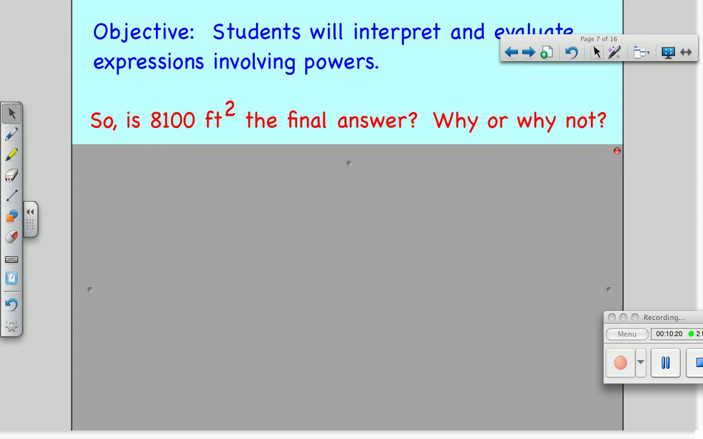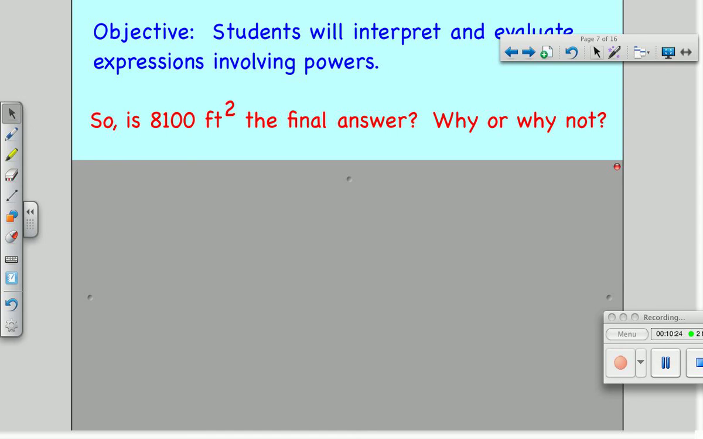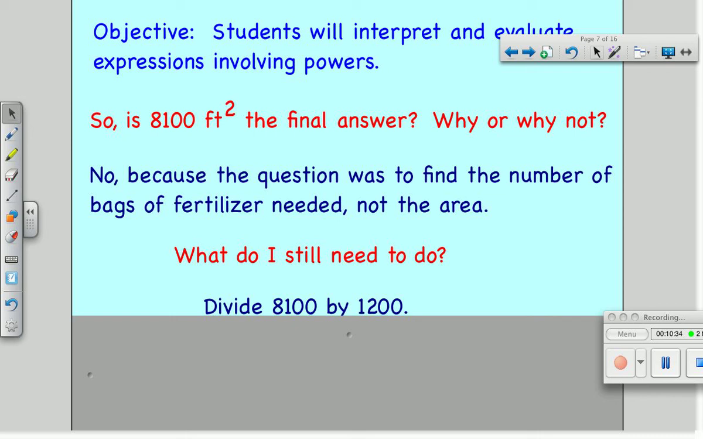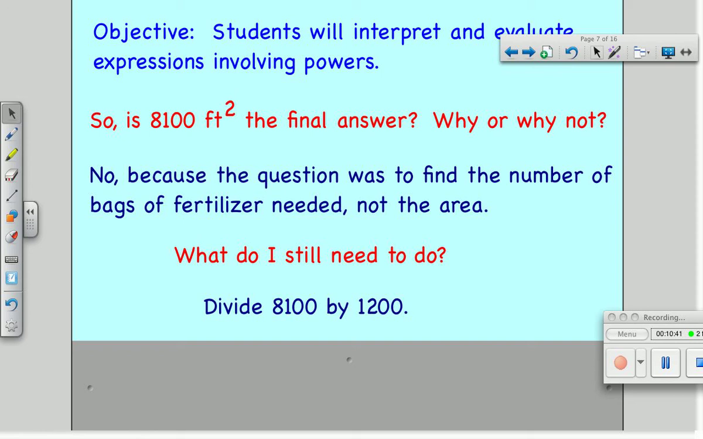Okay? So, was that the final answer? No, because it doesn't tell us how many bags we need. The question is to find the number of bags, not the area. Once you find 8,100 feet squared, that's the area. So this is your critical thinking here. What do I still need to do? You still need to divide 8,100 by 1,200. See how many times 1,200 goes into 8,100 to see how many bags you need. Okay? You do not have to write this page down. This is just us thinking. Don't write any of this down.